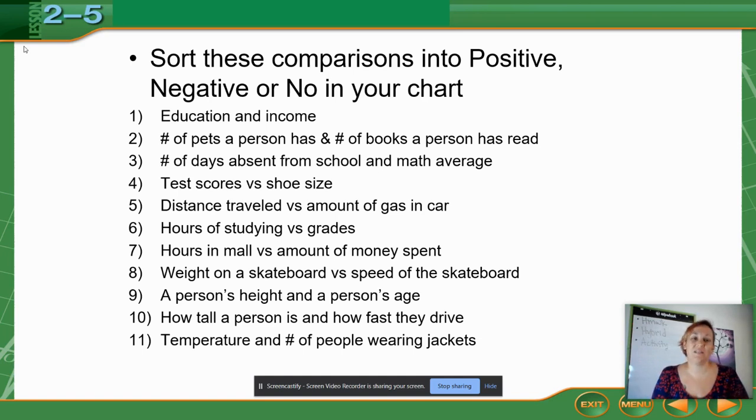So for the first one, it says education and income. So we want to figure out, are those related at all? And if they're related, are they positive or negative? Okay. Now, we're not thinking about outliers. Outliers is like the one person or the two people where it's different than pretty much everybody else in the world. So we want to think in generics.